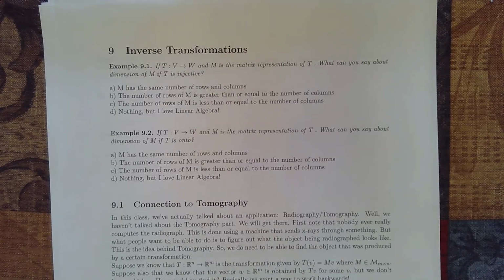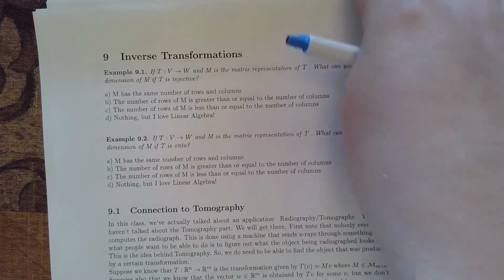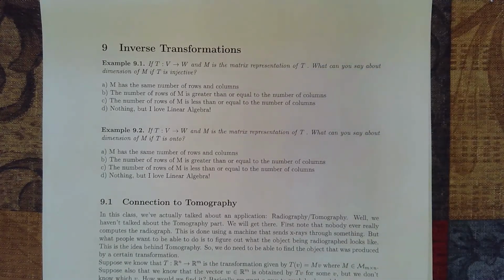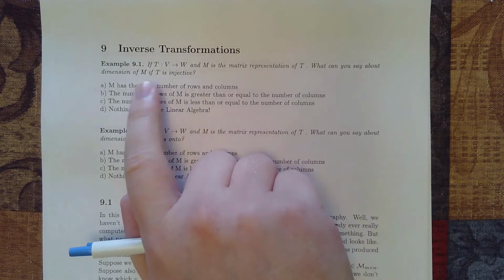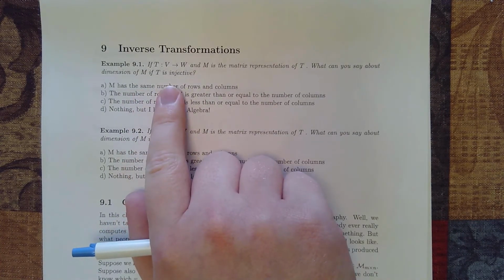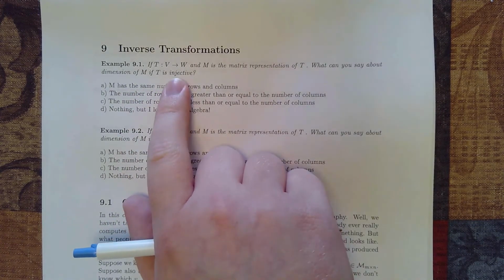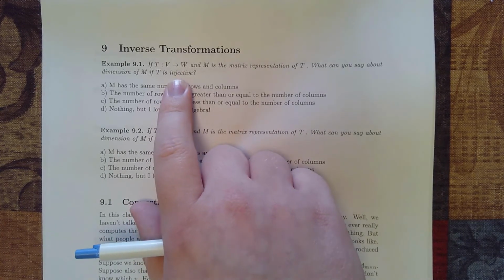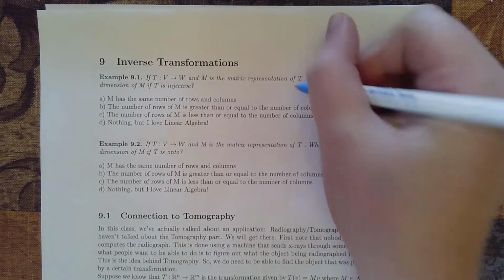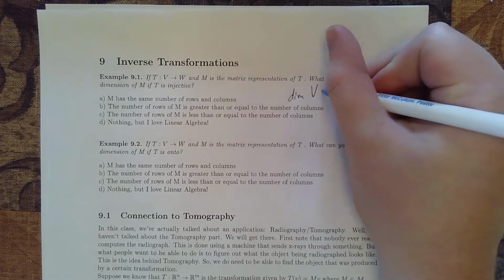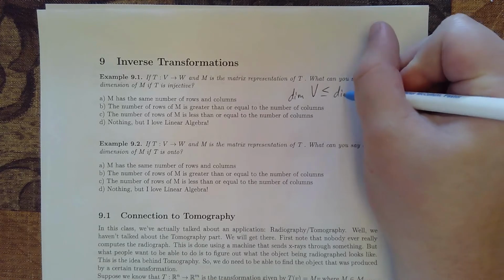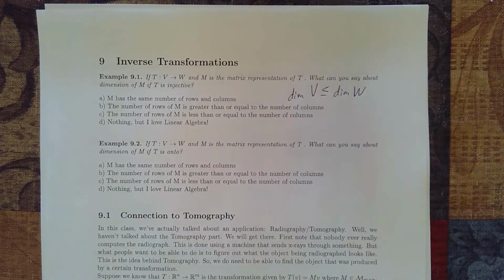All right, I want to start this idea of inverse transformations off with two motivating questions. Say we have a matrix representation for a transformation going from V to W that is injective. What we know about being injective is that the dimension of the domain has to be less than or equal to the dimension of the codomain.